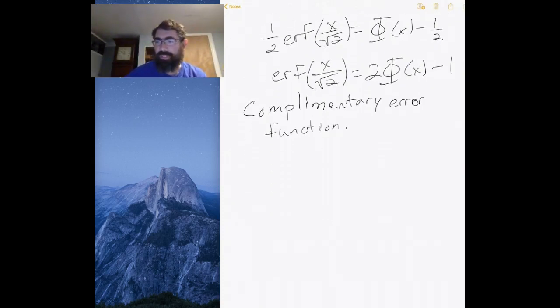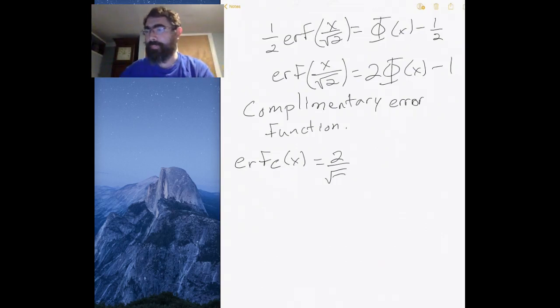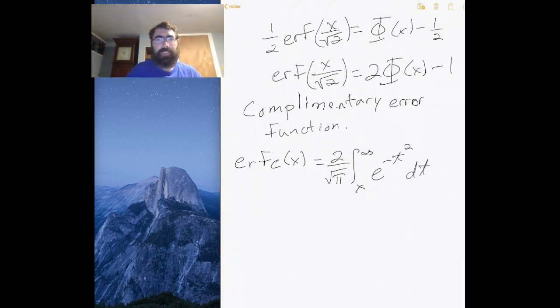And that is defined, so it's usually labeled as ERFC as a function of x, is 2 over the square root of pi, the integral of x to infinity of e to the minus t squared dt.